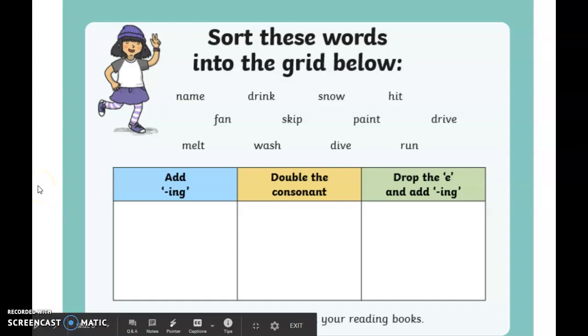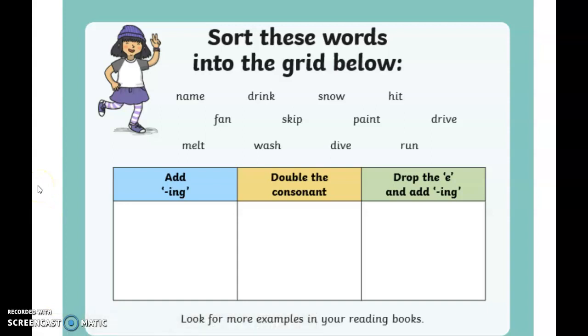So the activity that I would like you to do is to sort these words into the grid below. So you have some words here and you have your grid. I want you to make a grid like this. So have your 3 columns. In the first one, you put just add ing. This one is double the consonant. And this one is drop the E and add ing.